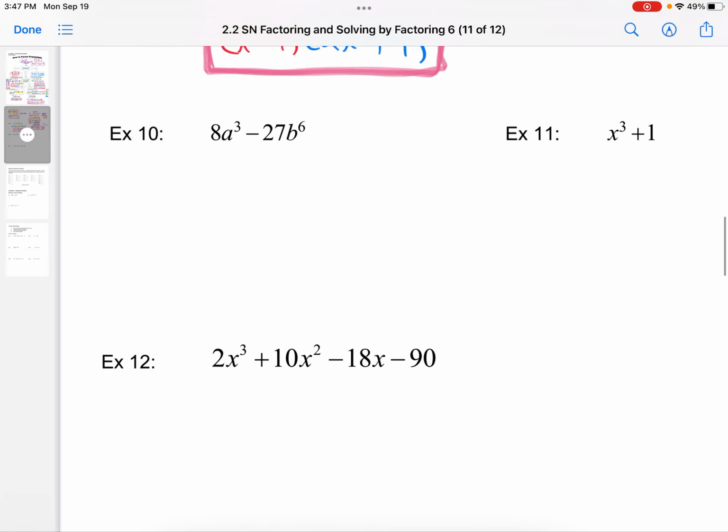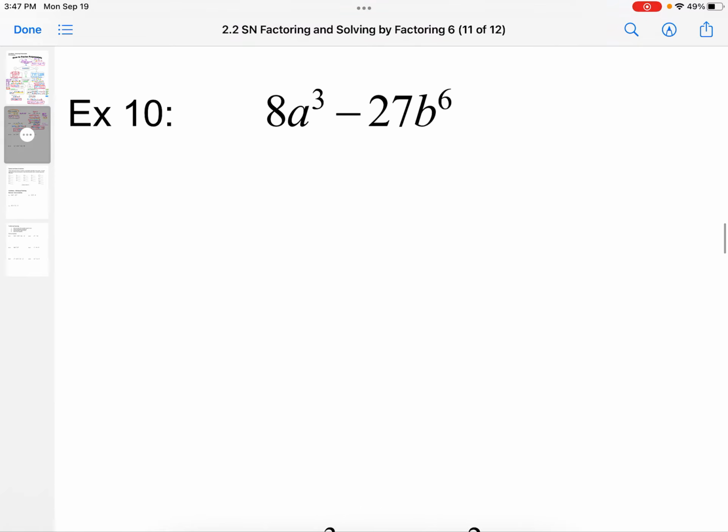Now, let's take a look at example 10. There's not a greatest common factor. We have 2 terms, so we look to see if they are squares or cubes. And in this case, those powers are divisible by 3. These are cubes, perfect cubes. So, to factor this, we need to find the cube root of each of these terms and factor from there.